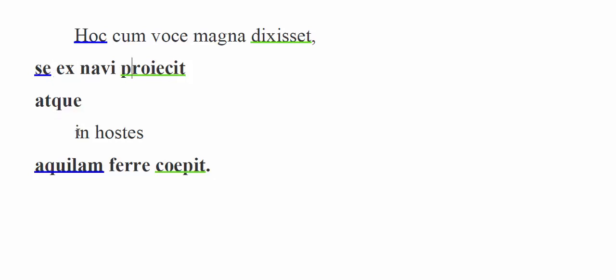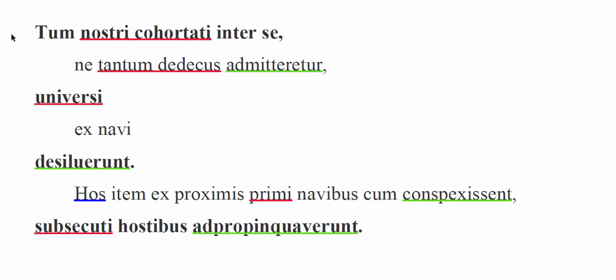He jumped from the ship, and towards the enemy he began to carry the eagle. So he jumped off the ship and marched toward the enemy, carrying the eagle, and of course he knows the Romans have to follow him. And sure enough, they do, right? Then our men, now the first thing that we see our men doing is kohortati, right? They are encouraging each other.